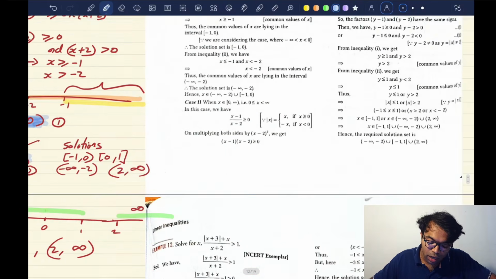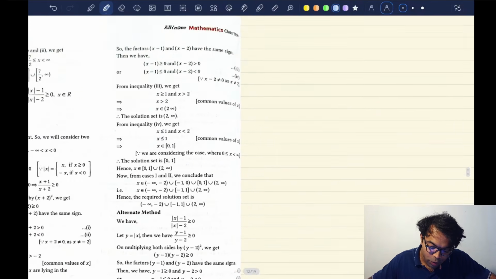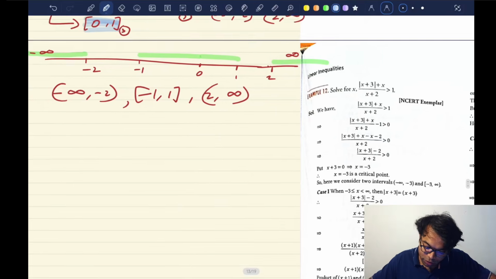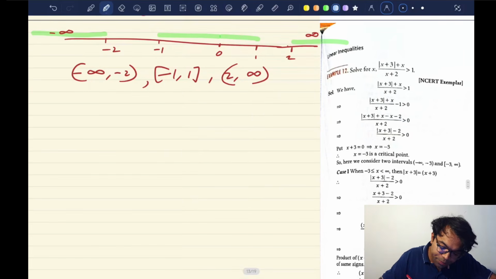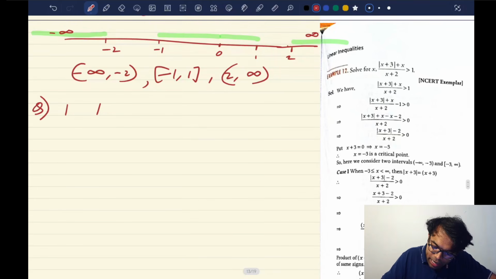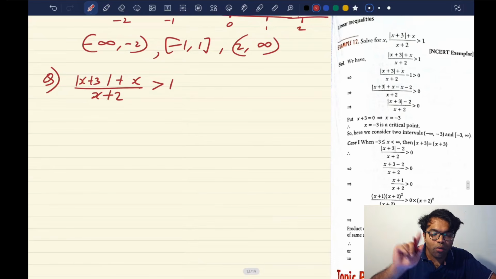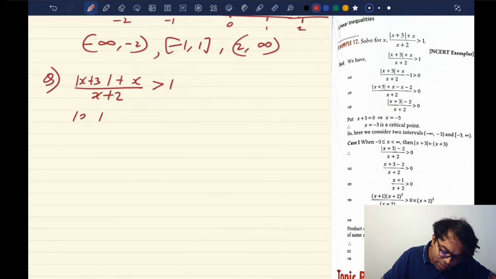Okay, let's do a couple more questions, and then it will become much easier for you. Okay, we've done this. This question is also a good one. You have modulus of x plus 3 plus x upon x plus 2 is greater than 1. Now, there is only one modulus available here, that is x plus 3.